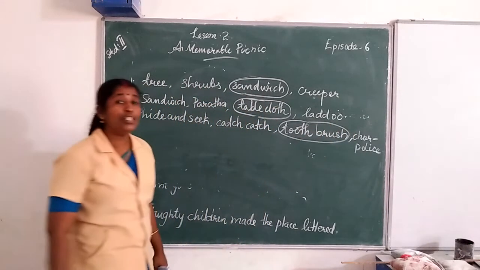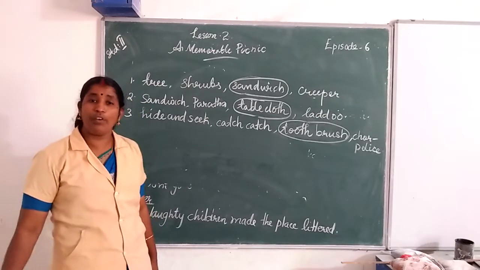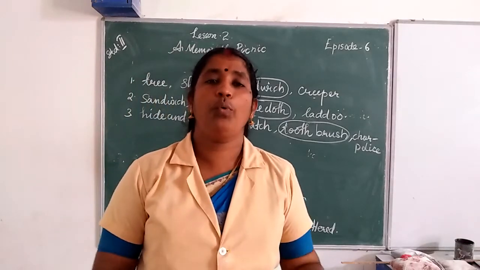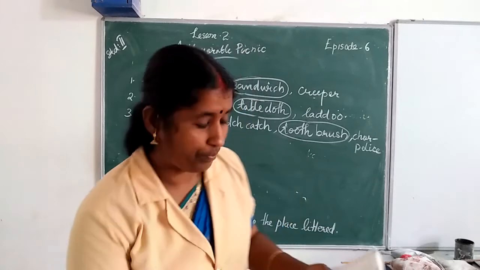The odd one is toothbrush. The other three names are the names of games. Let us move on to the next set of words.